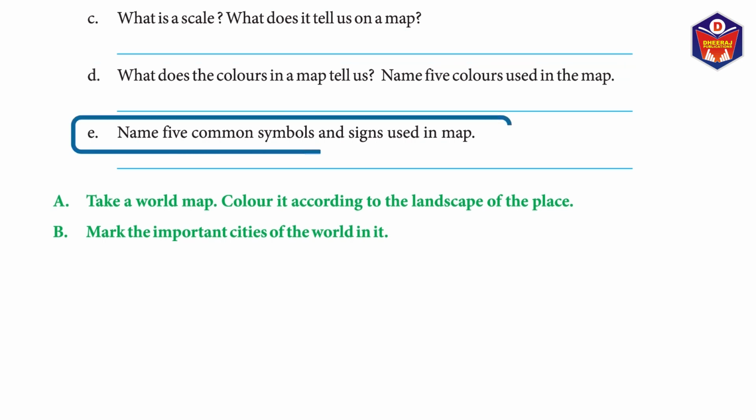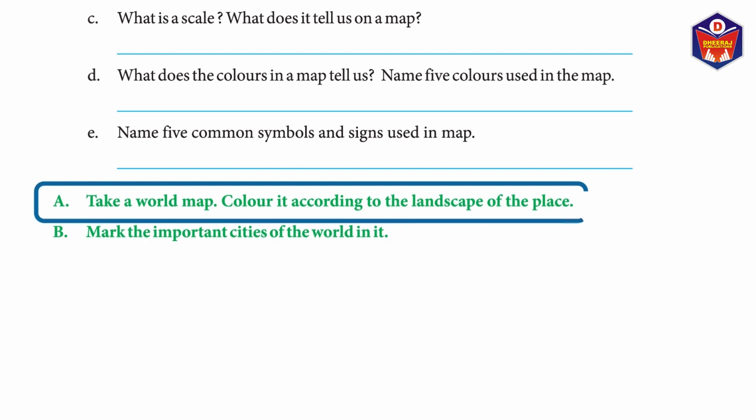E. Name 5 common symbols and signs used in a map. Answer: the symbols and signs used in a map are: the cities are shown by using a circle. The double circles show a city which is also a capital. Dotted lines or dashes show the boundary of the land. Similarly, other places such as railways are also marked by using symbols.